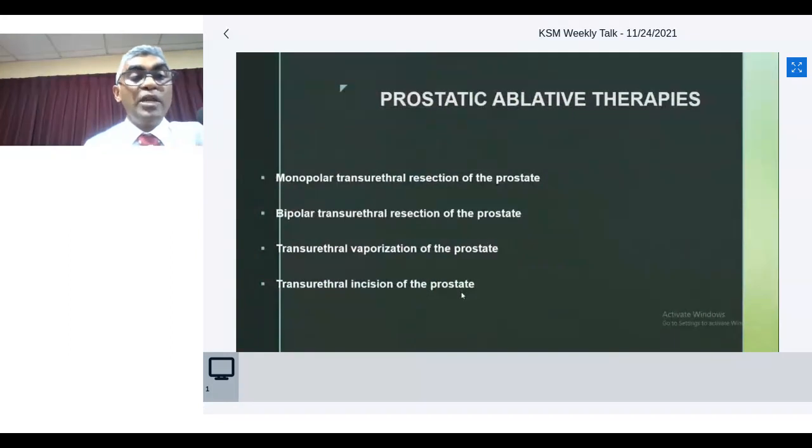Again, the same thing. These are called ablative therapies. I'm not going to go into detail of these. These are surgical procedures for benign prostate hyperplasia.